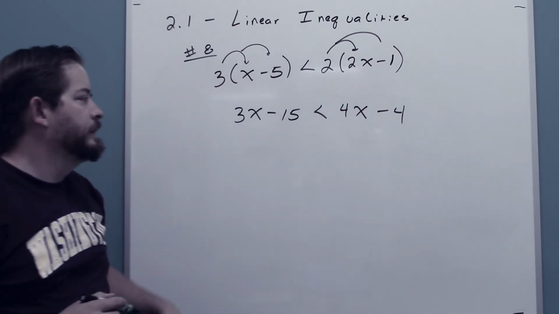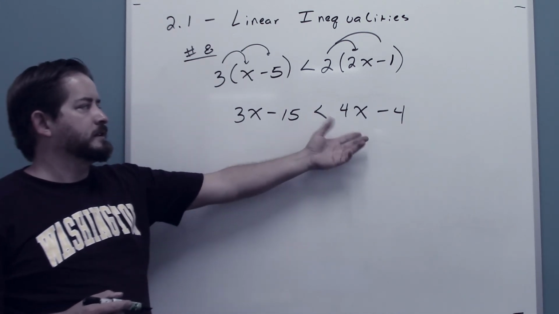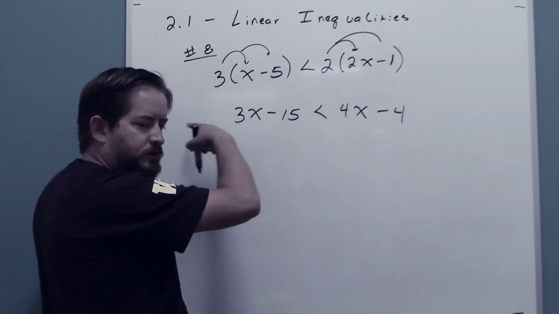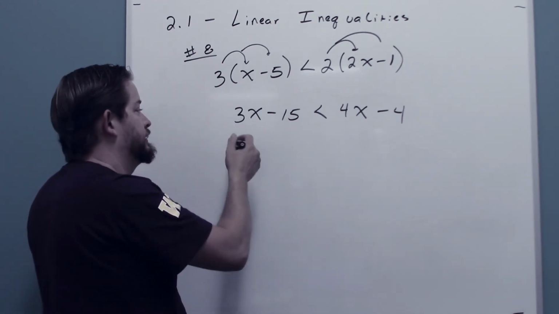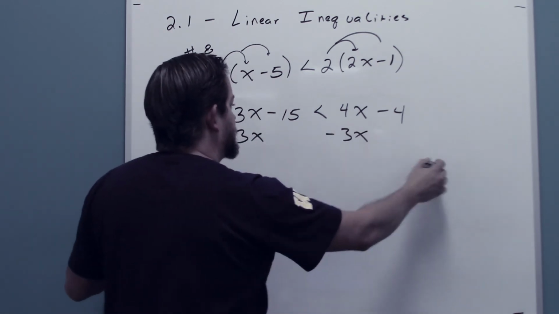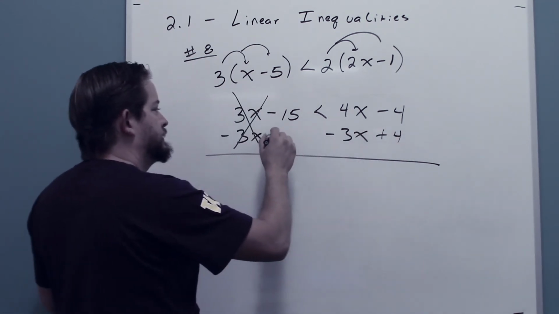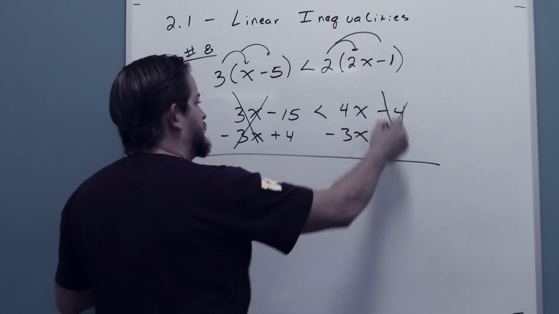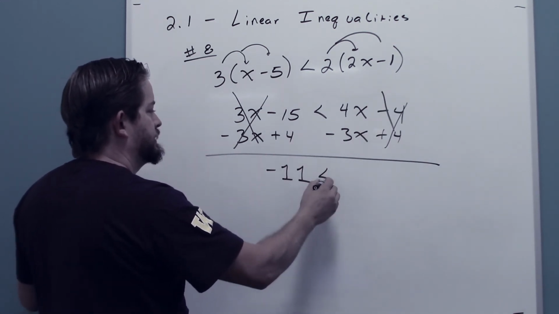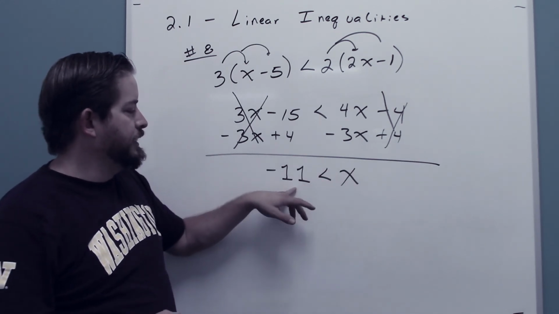Right. I want to get all of my x's to the right hand side because if I subtract 3x, I'll just end up with a positive x over there. So that's what I'll do. If you don't like that, subtract your 4x and deal with a negative over here, right? It doesn't matter which one you do. I'm going to push them to the right and add 4. So that gives me negative 11 is less than x, right? Or x is greater than negative 11.